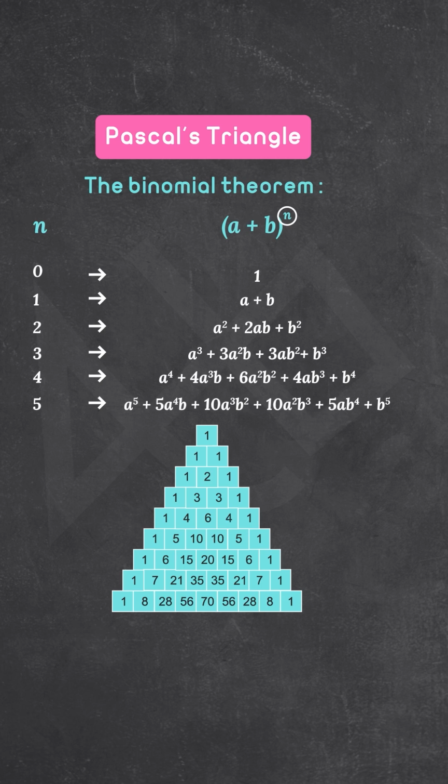So how can we use Pascal's triangle to simplify this process? If we look at the coefficients of each term, we notice that they match exactly with Pascal's triangle. For example, at the start we have 1, and in Pascal's triangle the first row is also 1. Then we have 1, 1, which matches the second row of Pascal's triangle. Then we have 1, 2, 1, and so on.